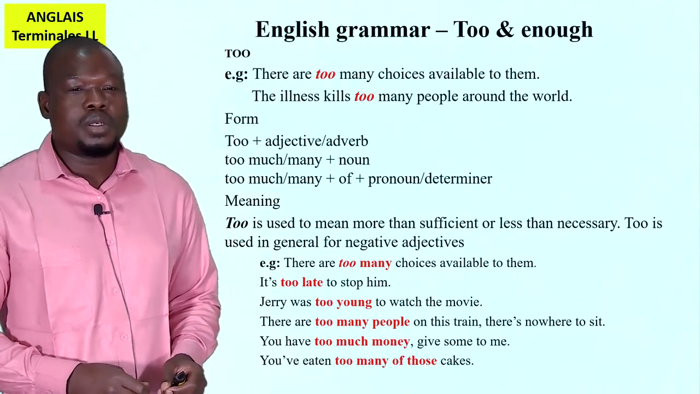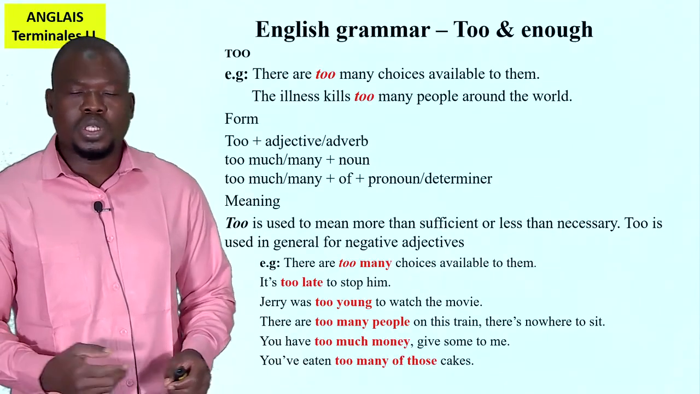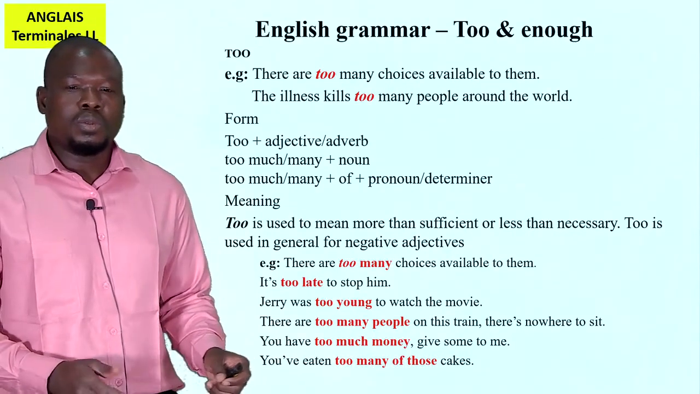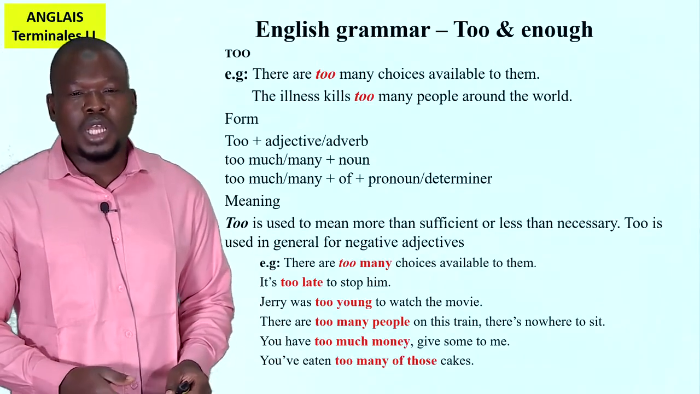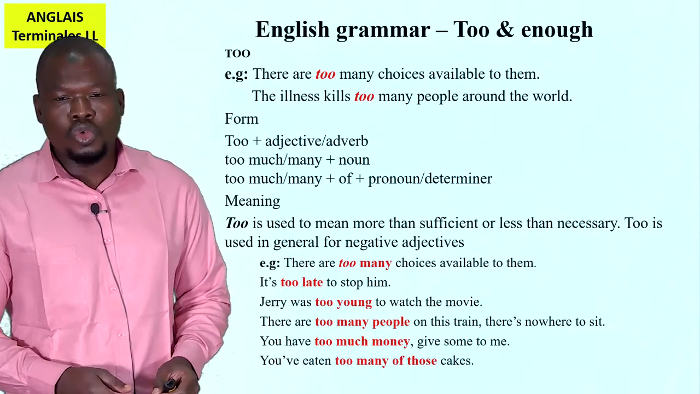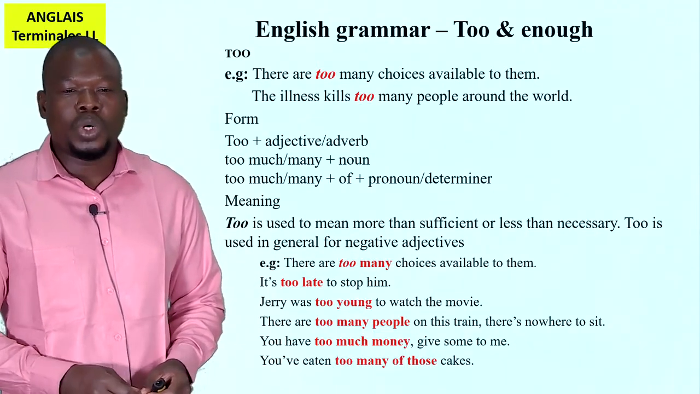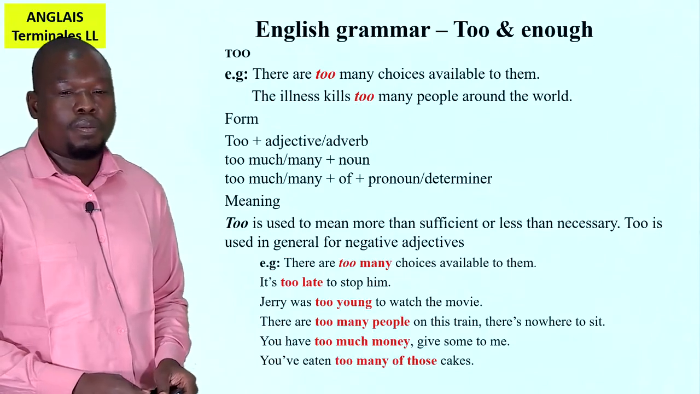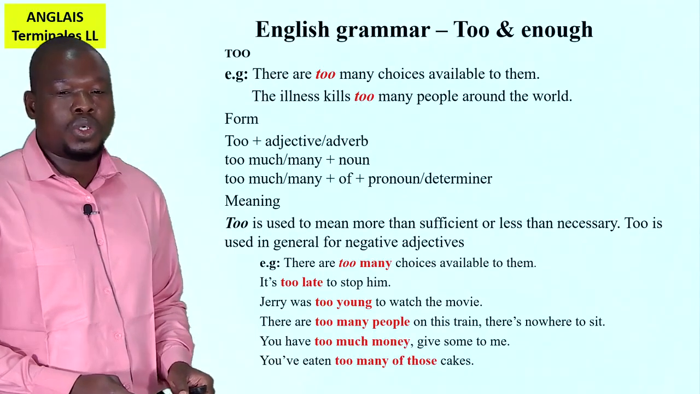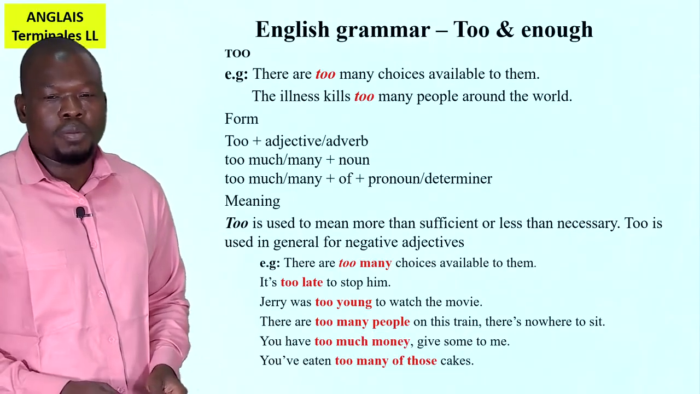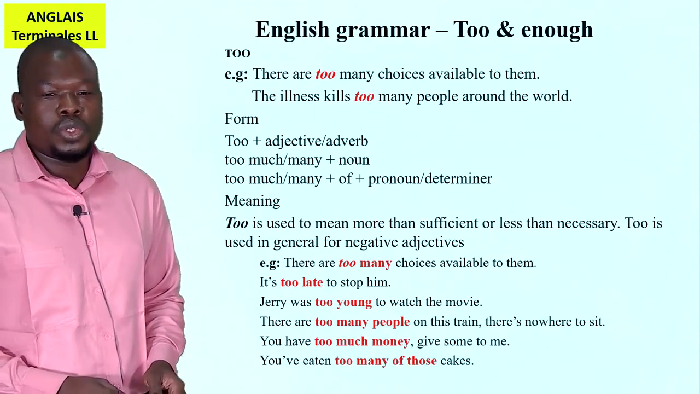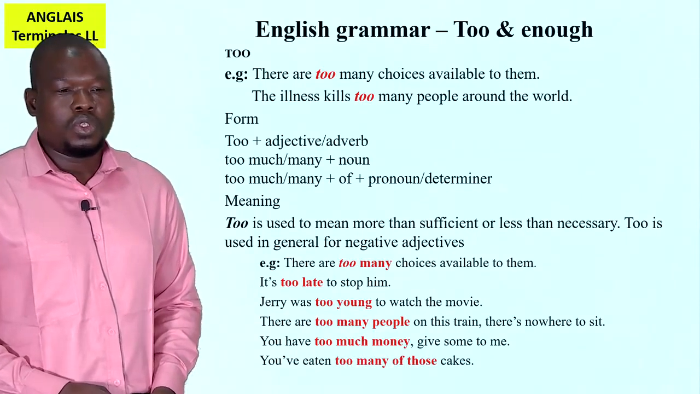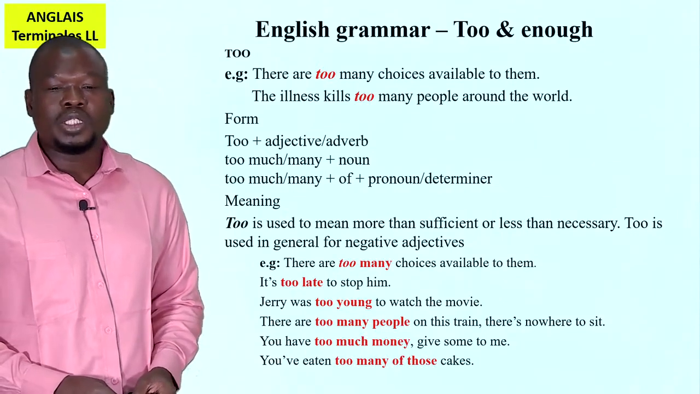The illness kills many people around the world. This is the use of too. The form of too is too plus adjective or adverb. Too much, or too many if you want, plus noun. Too much or too many plus of plus pronoun or determiner. What does it mean? Too is used to mean more than sufficient or less than necessary. Too is used in general with negative adjectives.